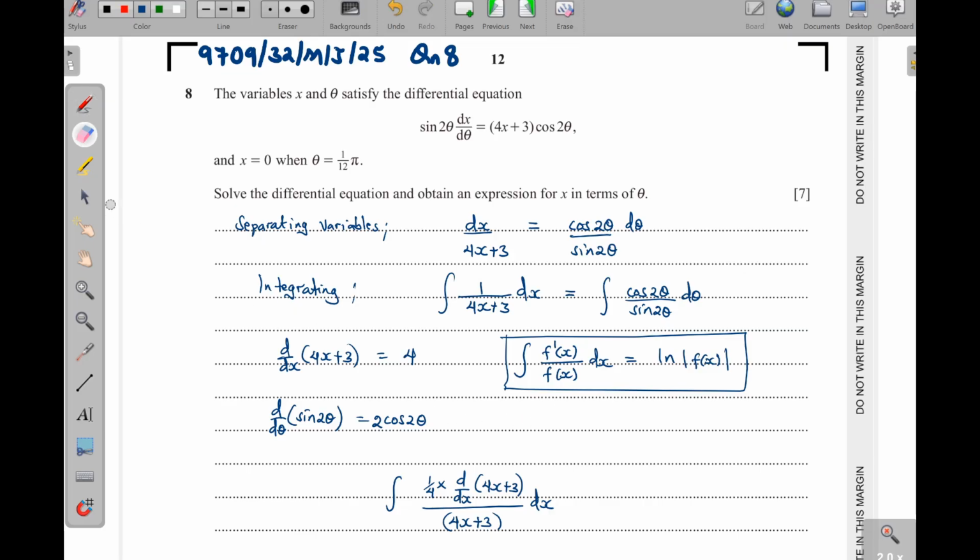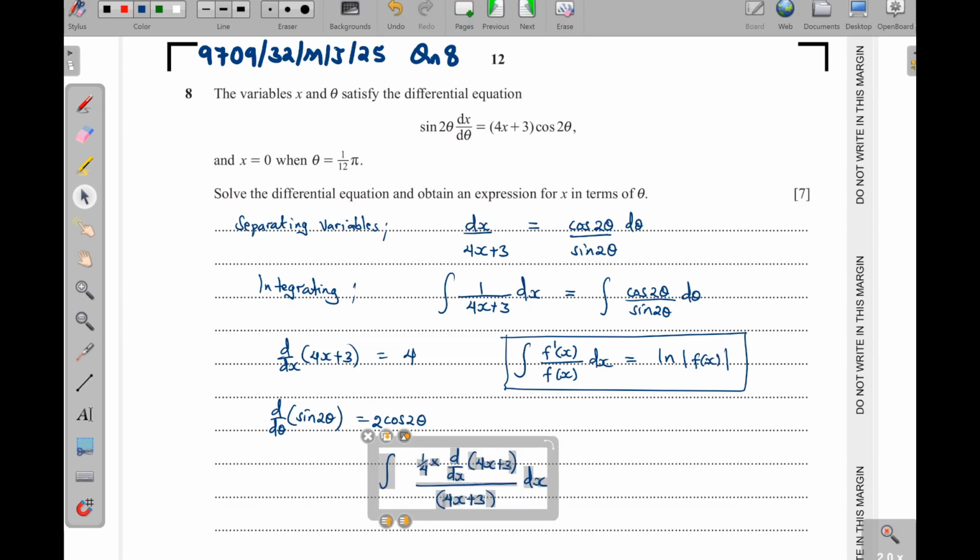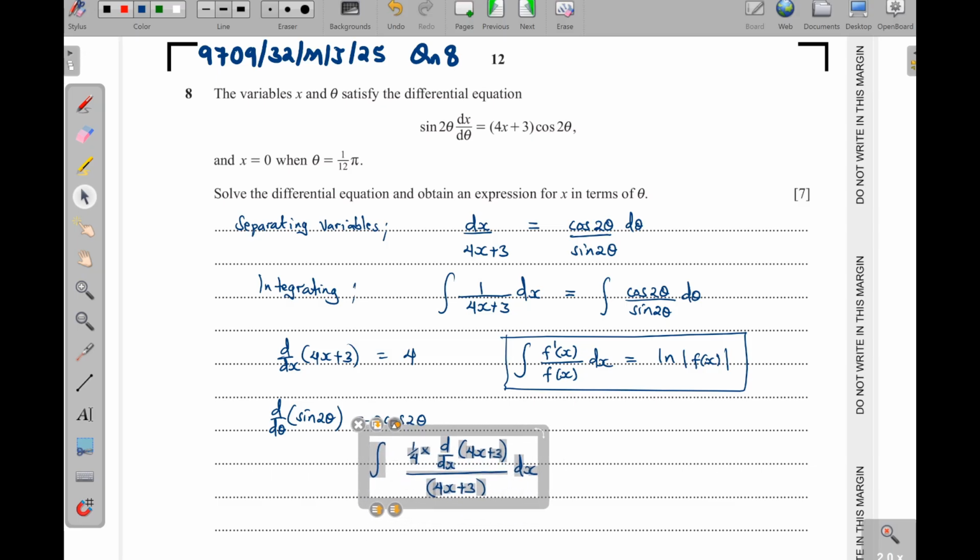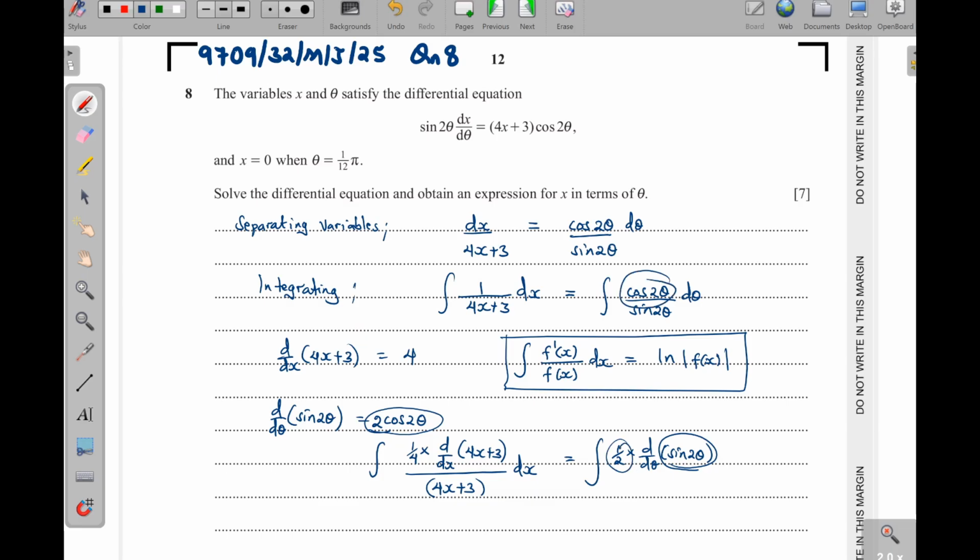So this simply implies that I'll have my integration here, like that. Then I say is equal to the integration of, remember I'm supposed to multiply it by a half, then d theta of sine 2 theta. When I differentiate this one, it gives me this, but times a half then will give me the numerator.